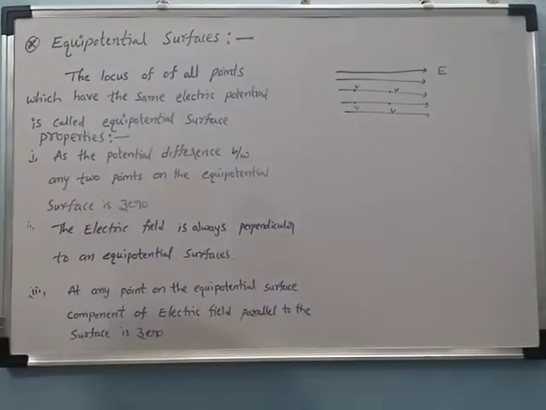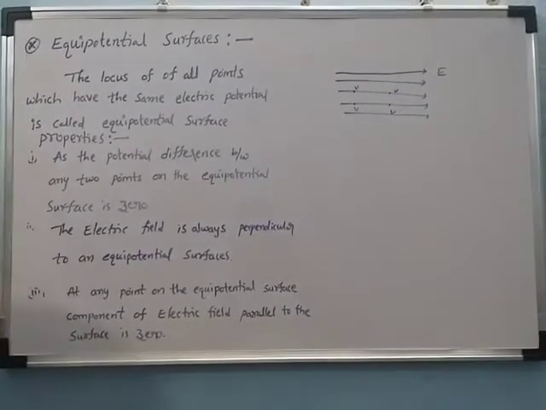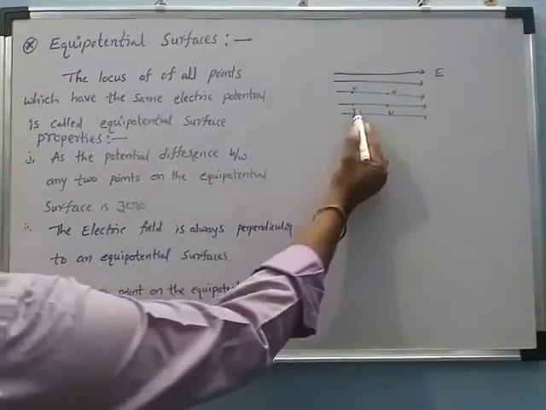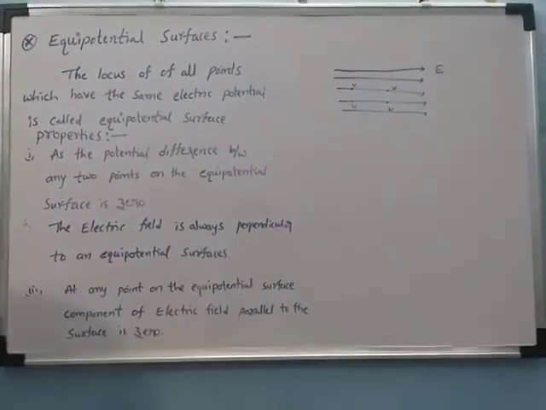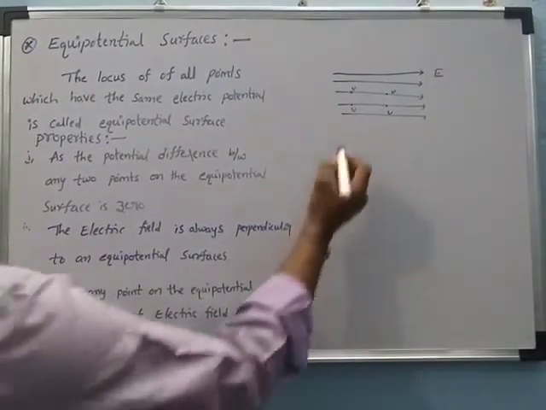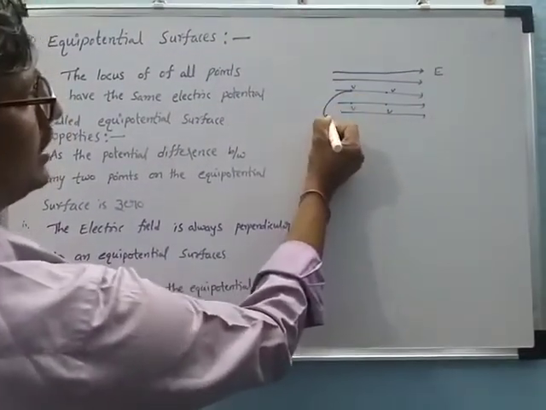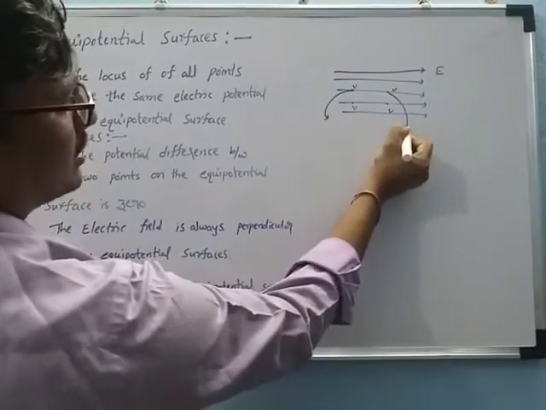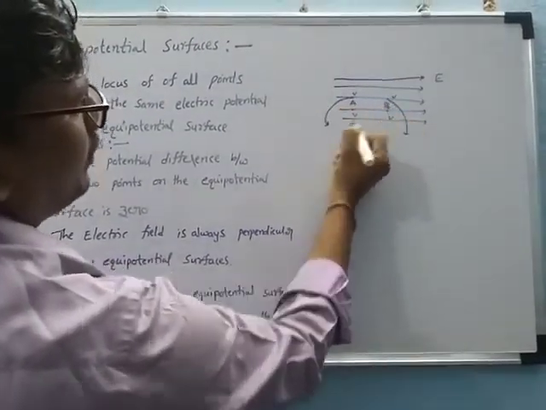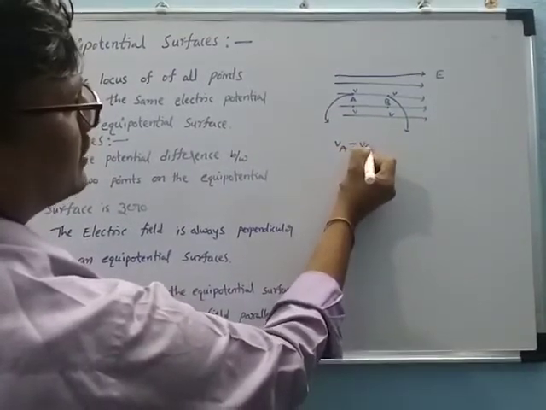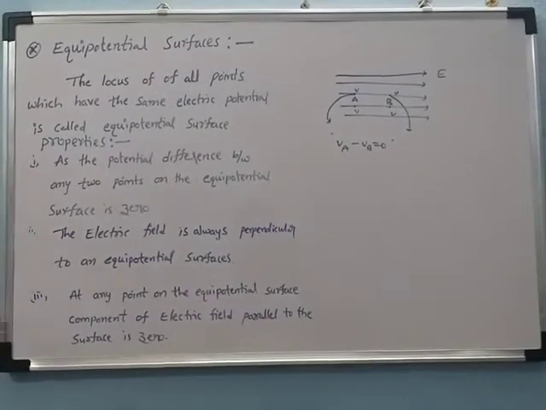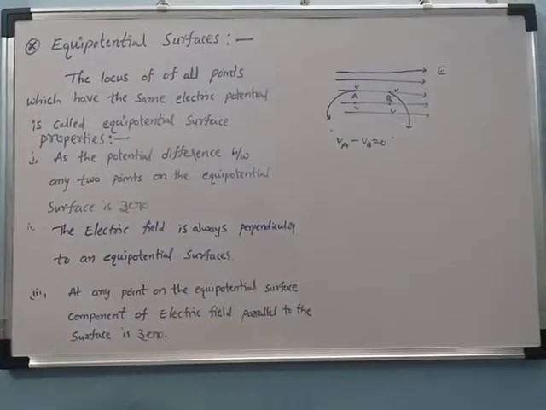Now we discuss the properties. The first property: the potential difference between any 2 points on the equipotential surface is equal to 0. The first point has some potential, the second point also has the same. If this is point A and this is point B, VA minus VB is equal to 0. There is no potential difference between any 2 points.